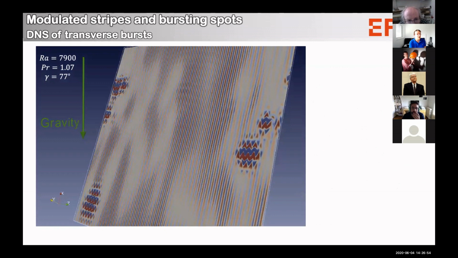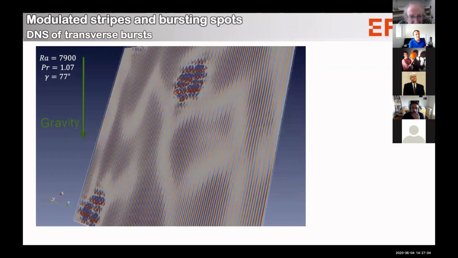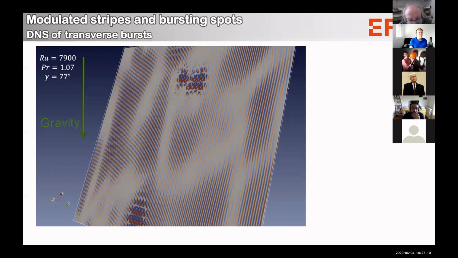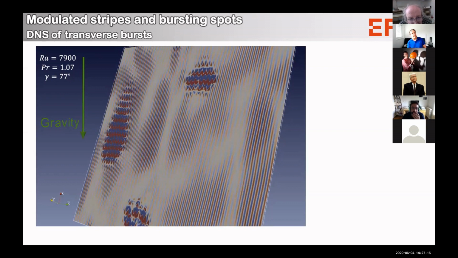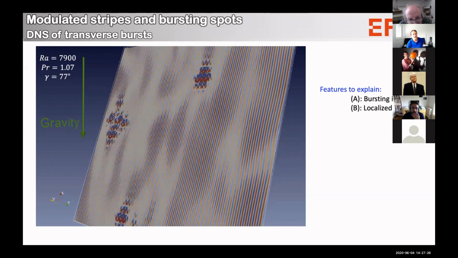You see a background of longitudinal rolls. And on this background, you then get locally, local in space and local in time, these intense regions of convection characterized by a chevron-like pattern, okay? So that's a very interesting complex pattern. And if we want to understand this, there are two features that we would need to explain. One is this bursting in time, so that it suddenly comes up in time, and the other one is localization in space.